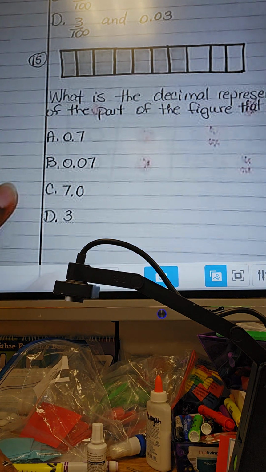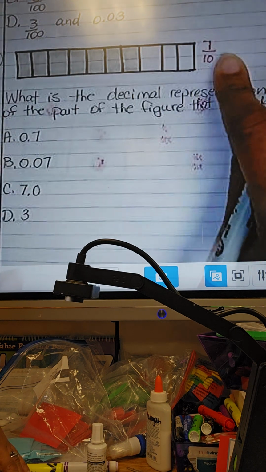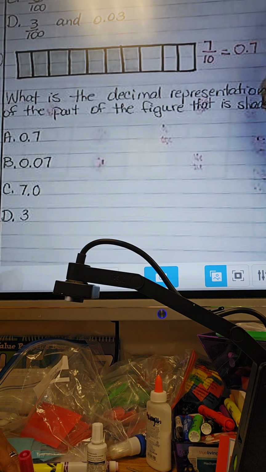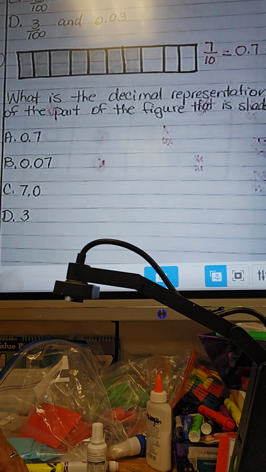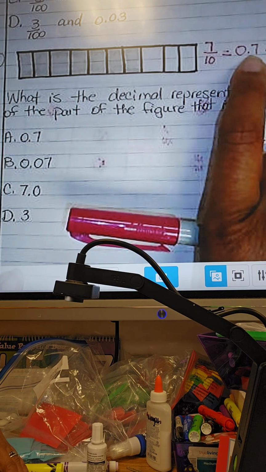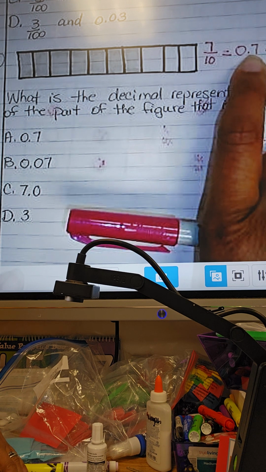7/10. Which one? I heard six. 7/10. Thank you for the fraction representation. So, if this is 7/10, what would be the decimal of 7/10? 0.7. Or 0.70. Very good. Do not put a zero in front of the seven when it's tenths. That makes it hundredths, and then it's no longer equivalent.